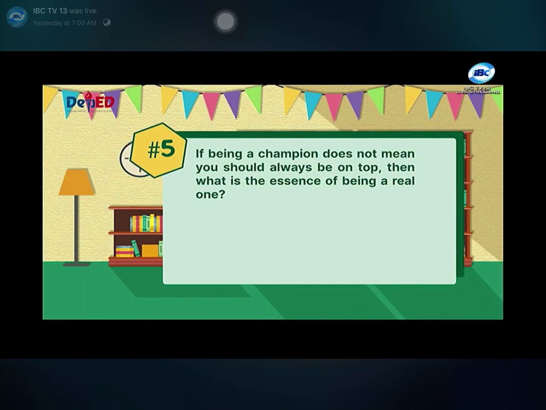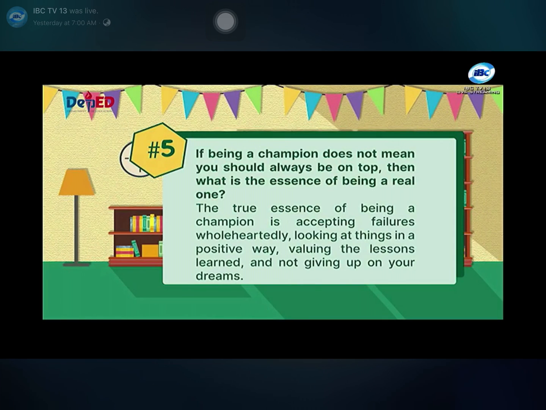Tough question. But for me, the true essence of being a champion is accepting failures wholeheartedly, looking at things in a positive way, valuing the lessons learned, and not giving up on your dreams.